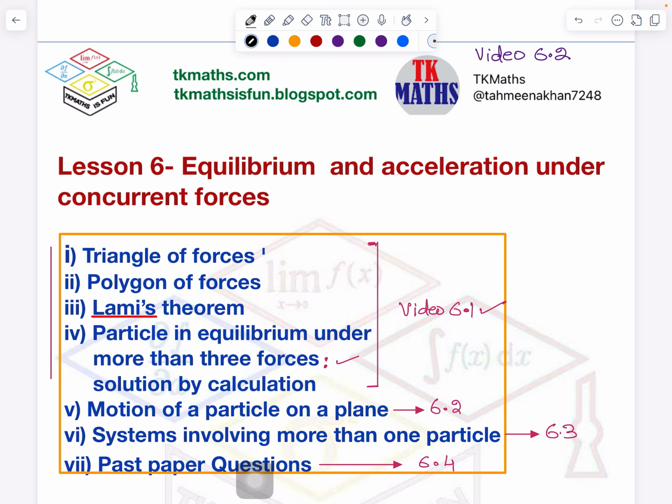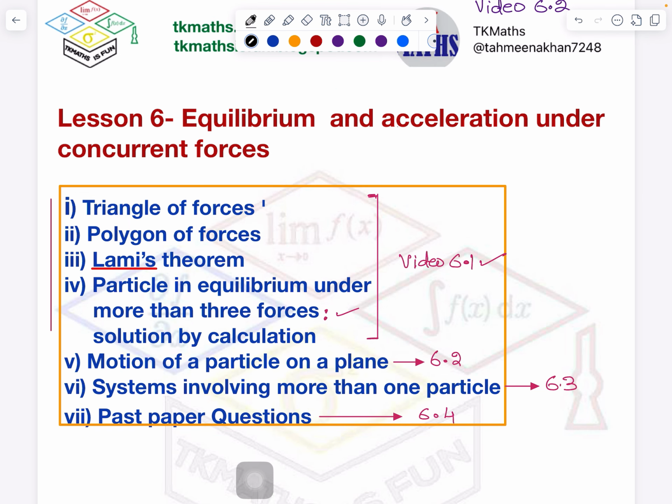In today's video, which is video number 2 on chapter or lesson 6, equilibrium and acceleration under concurrent forces. In the first video, you can see 6.1 here. We discussed and understood what is a particle in equilibrium under more than 3 forces. Now we are talking about motion of a particle on the plane, right? Like it is this one.